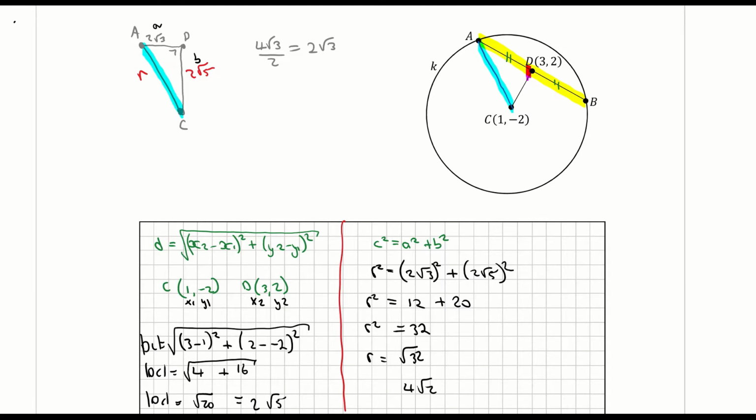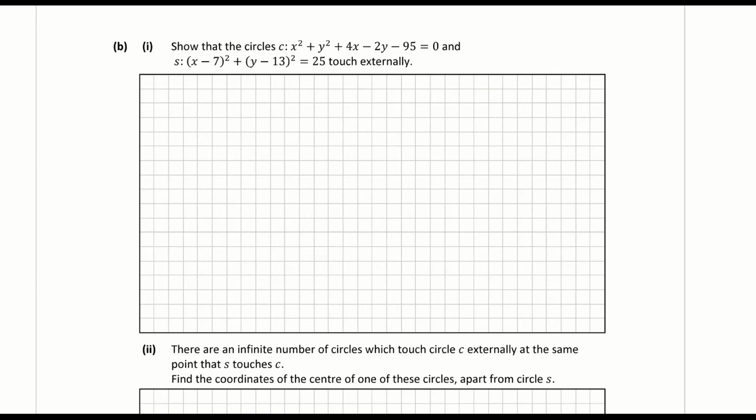And if you could scroll back up to the top of the question, it said give your answer in the form A root B. And that's what we've just done. We have it as 4 root 2. Okay, scrolling down now to part B. So B part 1 is asking us to show that the circle C and the circle S touch externally. So it basically looks something like this.